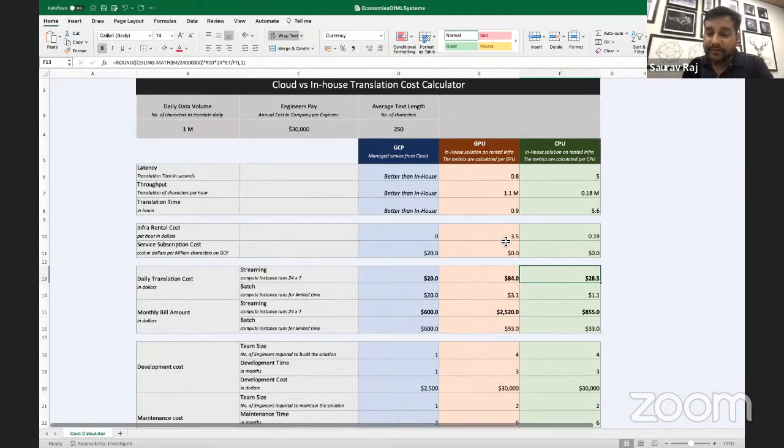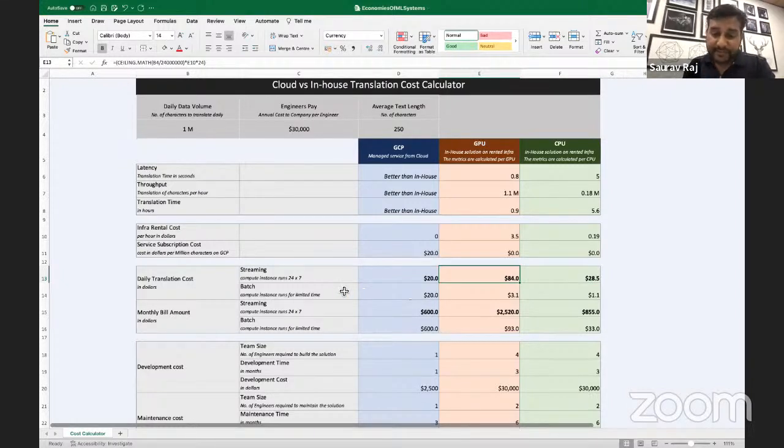This is based on the infrastructure rental cost that is here. And since it's a streaming service or an online service, the compute instances have to be running all the time, 24/7. And that's how these costs come into the picture.